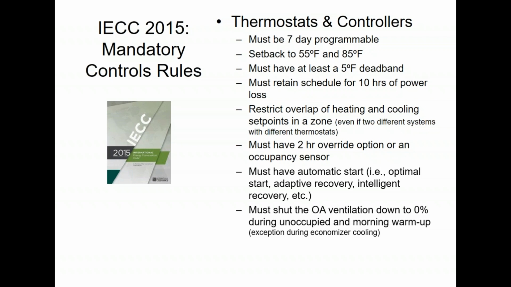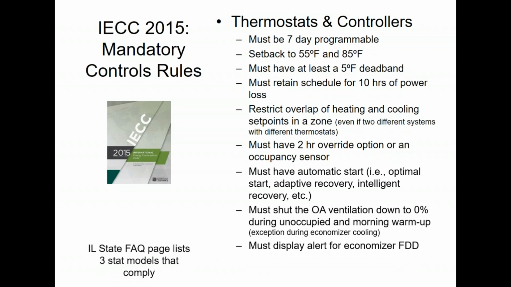You've got to have the shut-off damper for outside air ventilation like I talked about. So the thermostat needs an output to tell the ventilation damper or the economizer damper, same thing, when to be open or closed for occupancy. And then the thermostat needs an input on it to accept an FEV alert.